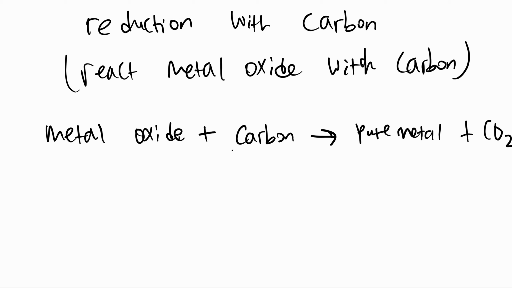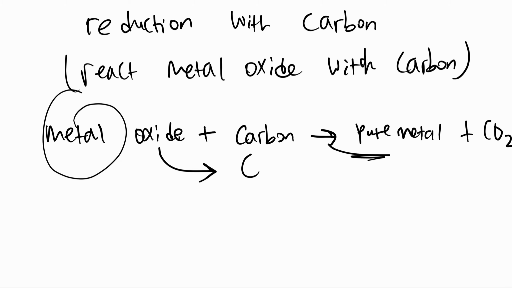You already noticed that the carbon just started as C, right? It's going to receive the oxygen from the metal oxide, leaving the pure metal alone, and the oxygen goes into the carbon to give carbon dioxide. Notice the oxygen there? So the oxygen is taken from the metal oxide and given to carbon, leaving behind a pure metal. Take a look at another example.